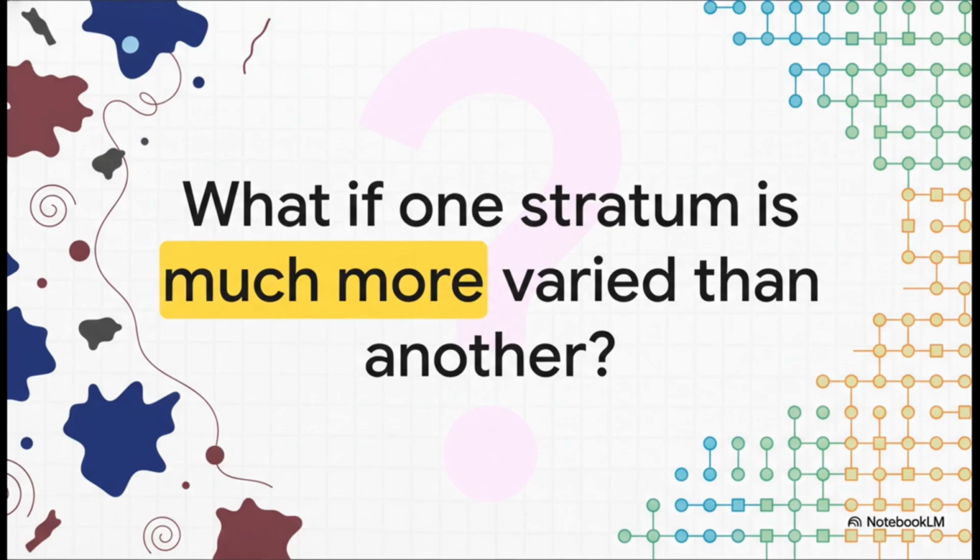Imagine you're trying to estimate the average revenue of businesses in a city. You've got a bunch of small local coffee shops, and then you've got a few massive multinational corporations. The revenue for those coffee shops is probably all in the same ballpark, right? Pretty consistent. But for the big corporations, it could be all over the map. Proportional allocation would tell you to sample the same percentage of both groups, even though intuitively you know you need to sample more of those highly variable big companies to get a stable estimate.